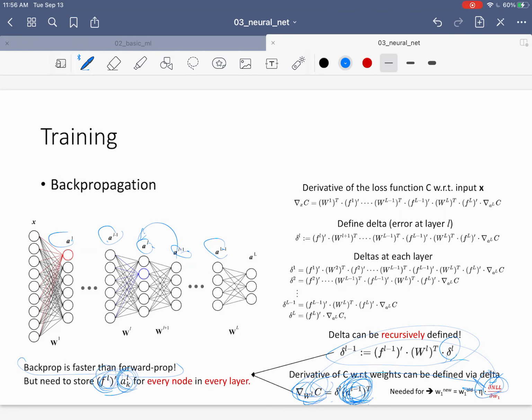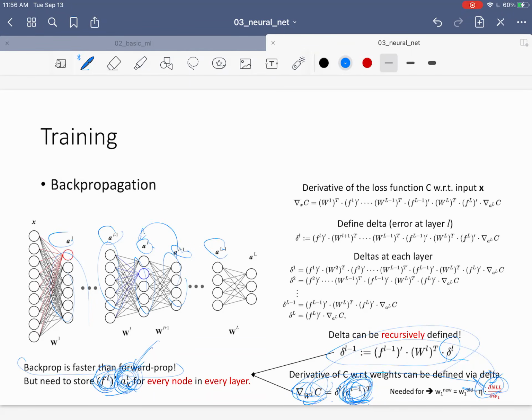If you're using the sigmoid function, the derivative of the sigmoid is already fixed, so you can just memorize it as a function. But this value actually needs to be stored in your hidden layers. That is why when you do backprop, it takes up a lot of VRAM in your GPU, because you need to store all these activation values for all the neurons in your entire neural network.